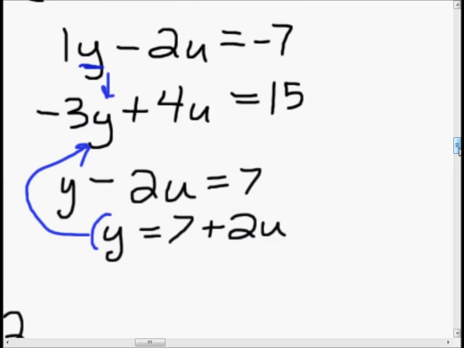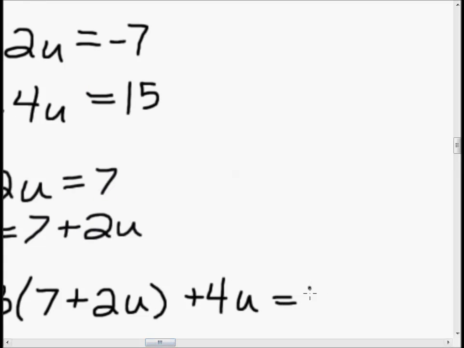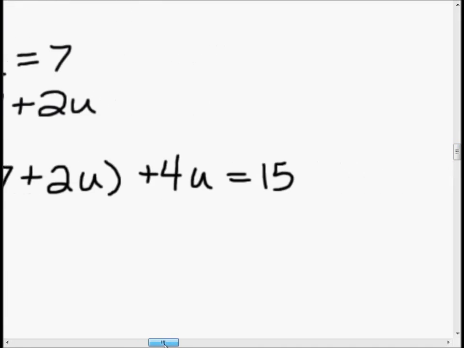So I'm writing stuff over and over again, and don't be afraid to do this, because if you make a simple mistake, the instructors want to give you credit. So, you know, the more information you put down, the easier it is for them to give you credit. So we're plugging in 7 plus 2u for y plus 4u equals 15. So, okay, let's keep on keeping on.